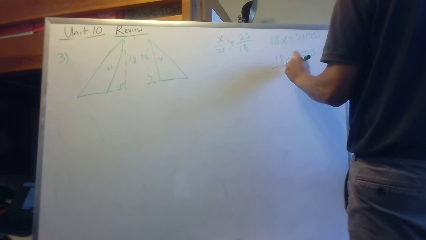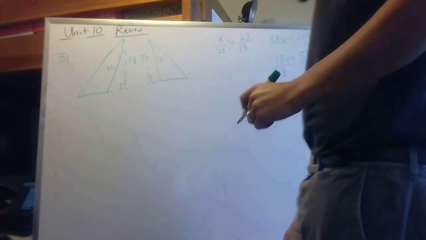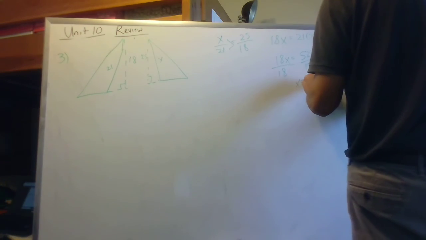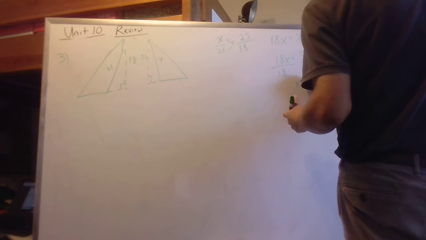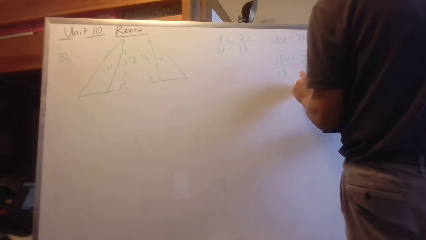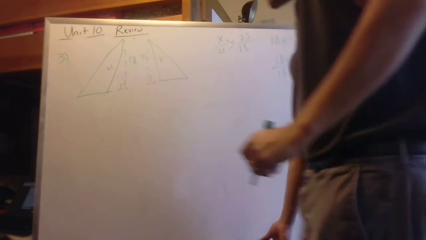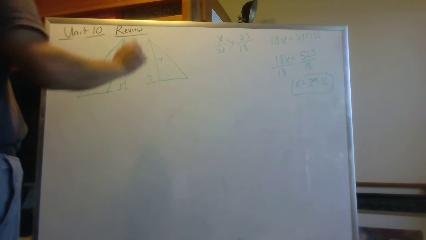And then we're going to divide both sides by 18. So x is going to be 525 divided by 18. And that's going to be approximately 29.16. So it is approximately 29.16.